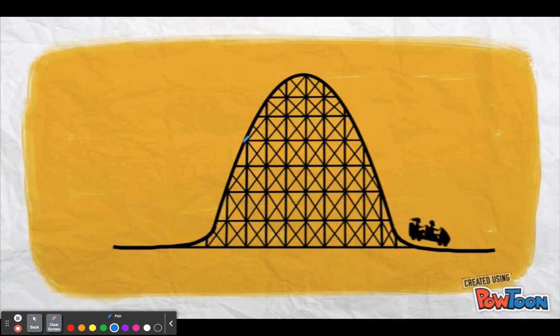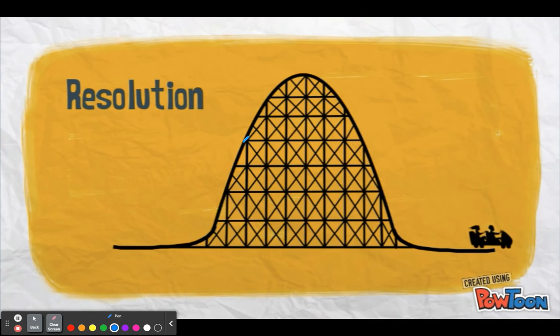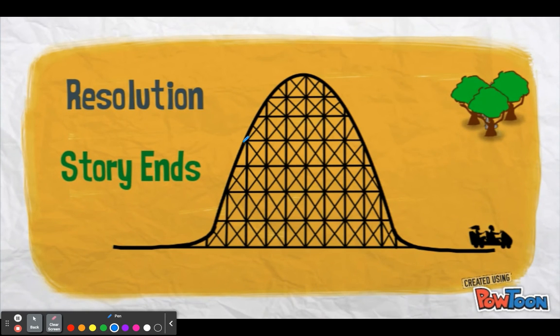The last part of the plot is the resolution. Here, the problem of the story is solved and the story ends. In The Three Little Pigs, this is when the wolf runs away and disappears into the forest.